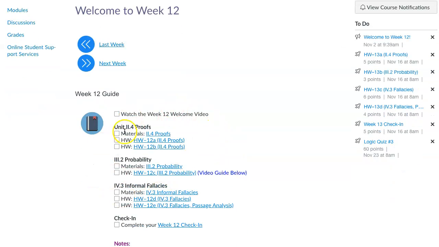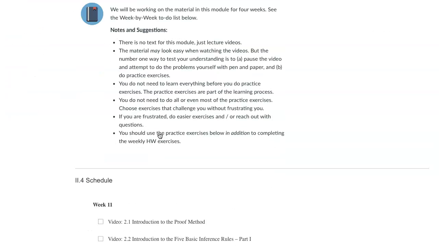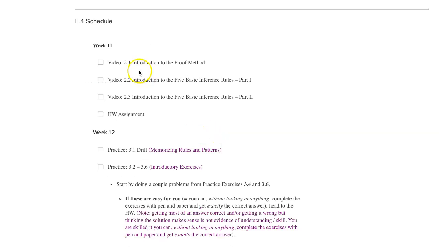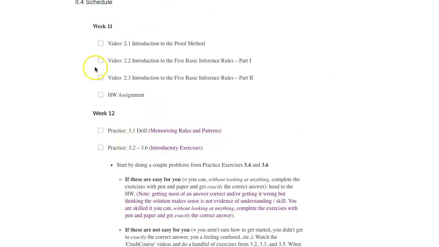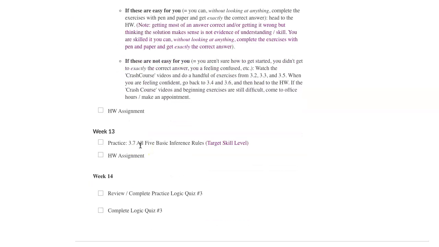Our third module is proofs, which we have also been working on for a couple of weeks now. So again, be sure to review the advice and the week-by-week schedule. So far you have been introduced to the basic rules and the methods. You have started practicing, hopefully beyond just doing last week's homework, doing these practice exercises. By this week, you should be working on examples at our target skill level, which is from the 3.7 All 5 Basic Inference Rules set. And the homework will be similar to the kinds of exercises you see here.